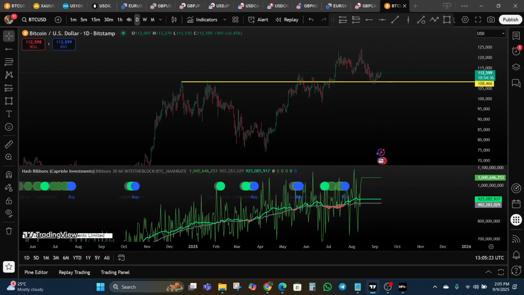Now this is it for the Bitcoin hash ribbons indicator. It's a window into miner behavior and network health, giving you a deeper perspective on Bitcoin's market dynamics.